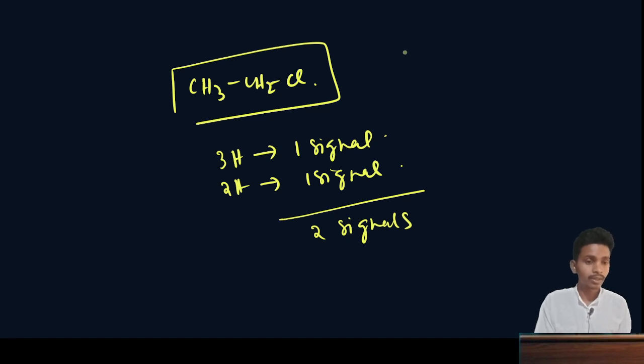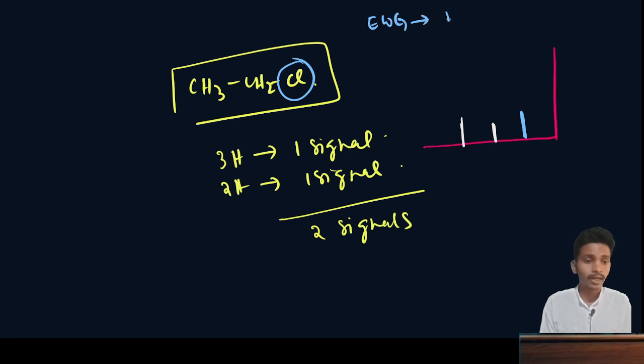In NMR data, we have a standard reference, and after that we have the chemical shift value. So 2 signals are there, and they will look like this. Now we also know that electron withdrawing groups give high chemical shift values, and electron donating groups give low chemical shift values. Now we see that this is an electron withdrawing group.